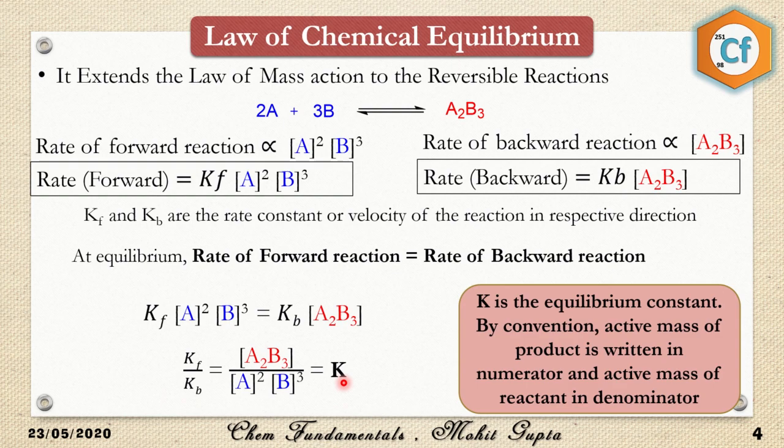Now one thing is important here: K is the equilibrium constant, and by convention the active masses of the products are written in the numerator and the active masses of the reactants in the denominator. We can also write it as Kb divided by Kf, which equals A²B³ divided by A²B³. However, by convention we always write it the first way only. The concentration of products is always in the numerator and the concentration of reactants is always in the denominator.